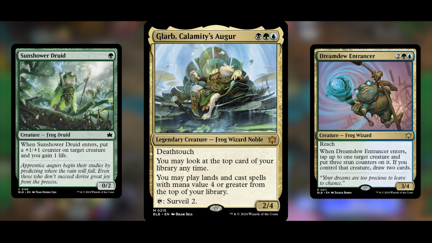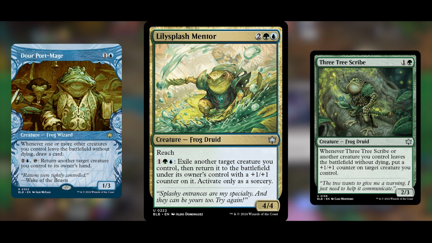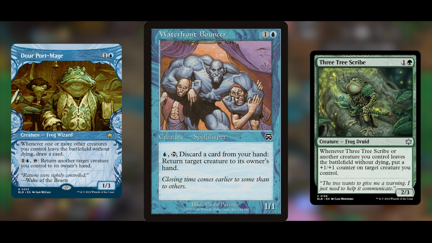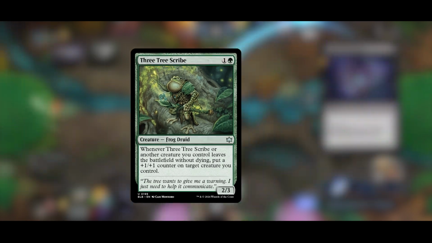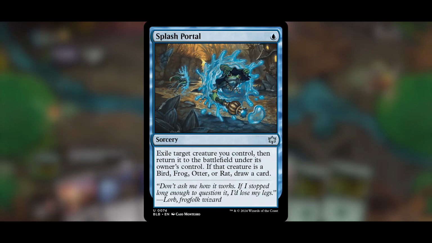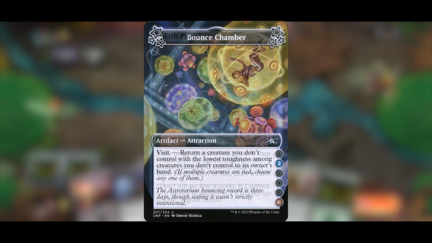A modern example of reflexive flavour are the frogs from Bloomburrow. Their mechanical theme is caring about creatures going back to hand, which a moderately experienced MTG player might know as bouncing. And as we all know, frogs bounce. Get it? The lore explanation is that frogs in Bloomburrow are practitioners of a watery kind of teleportation magic, but essentially, the whole mechanical identity of this type is based on a reference to the well-established MTG jargon of bounce.